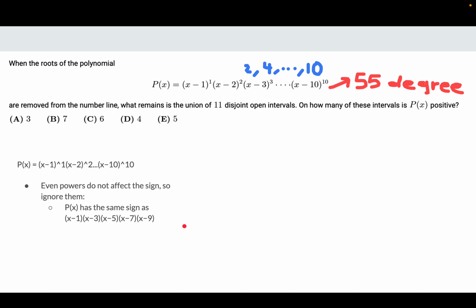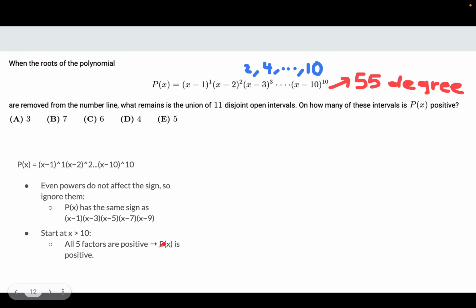So we start with the extreme right where x is greater than 10. If you pick a number like 11, every factor is positive, so the interval from 10 to infinity is strictly positive. Exactly what is outlined here. So all 5 factors are positive, and p of x is positive.